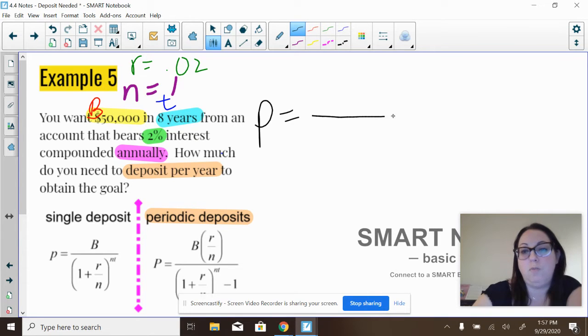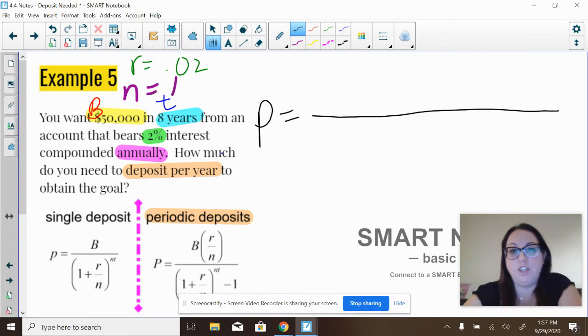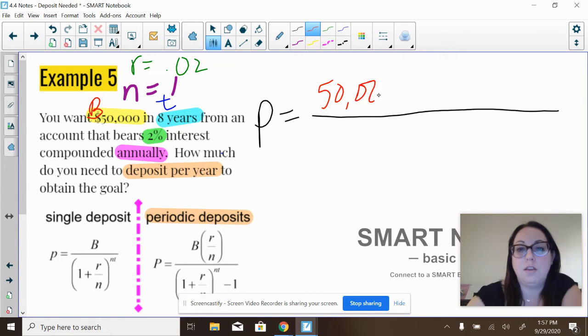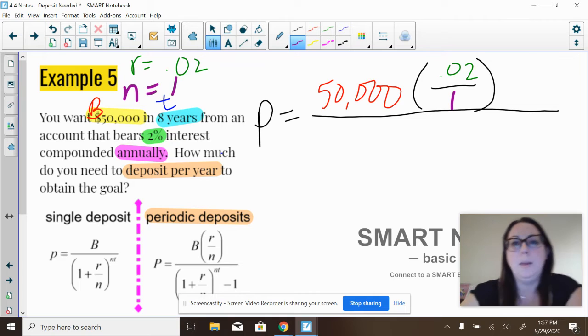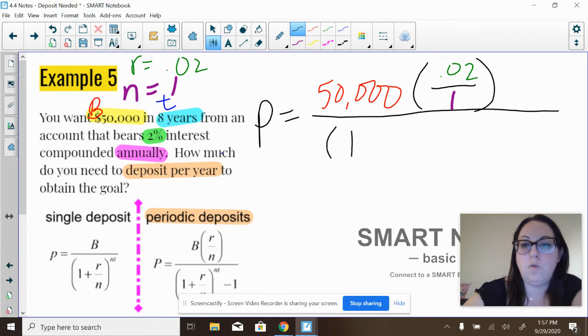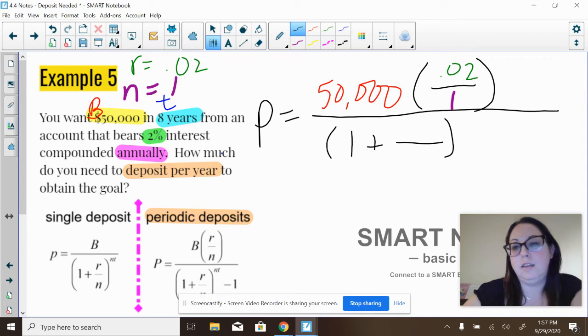So if I need to know my periodic deposit, setting up my fraction, my account balance that I want is 50 grand. And I'm going to take my account balance and multiply it by R over N. My R value is 0.02, and my N value for this question is a 1. So in the denominator, we've got 1 plus R over N to the NT minus 1.